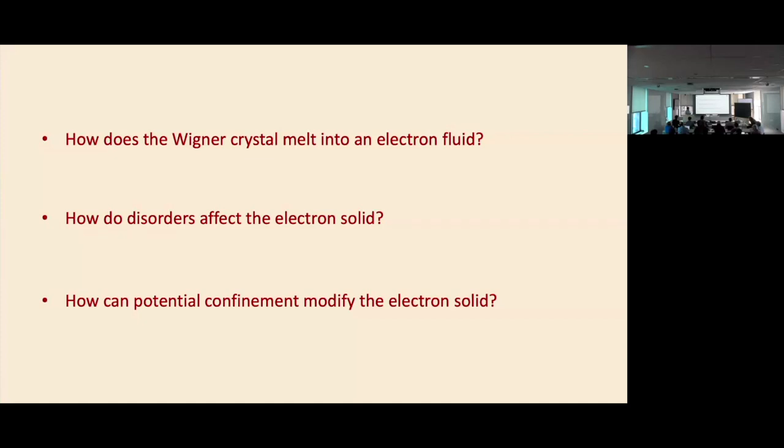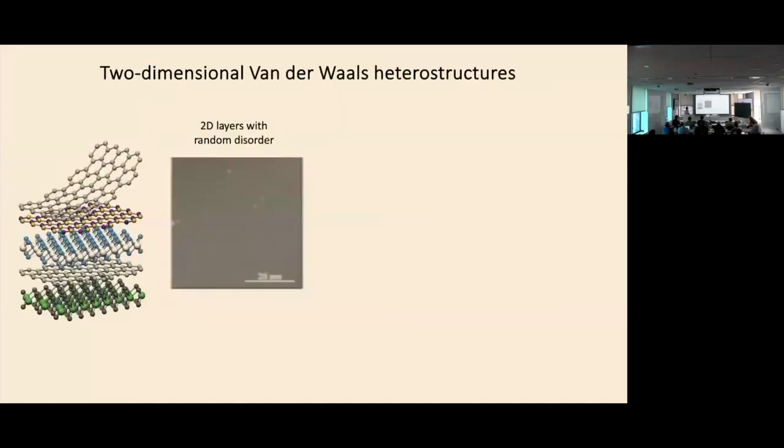These are all questions that one can explore by using two-dimensional van der Waals materials, because now we can exfoliate individual layers of 2D semiconductors, and we can stack them in many different ways. In the simplest case, if you have a simple semiconductor 2D layer, you can create a two-dimensional electron gas, and naturally you will find there are quite a few disorders around, so you can study the disorder effect on the Wigner crystal.